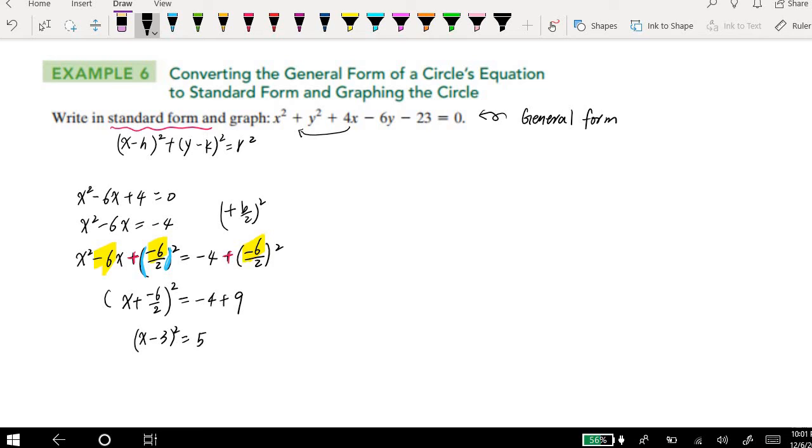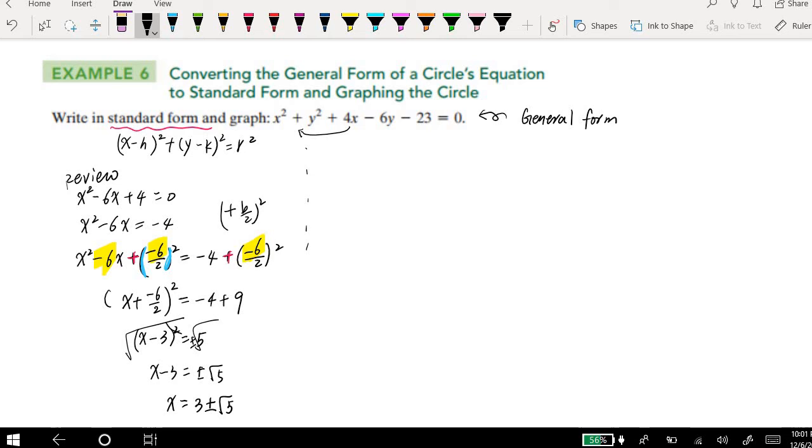And then once we have this, the rest of the stuff really is just algebra. Okay, so we're going to take the square root of both sides. So you're going to have something like this. You're going to have x equal to 3 plus or minus square root of 5. Okay, so this is a review.